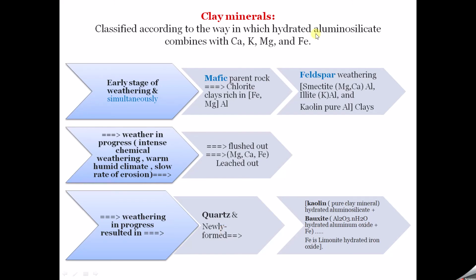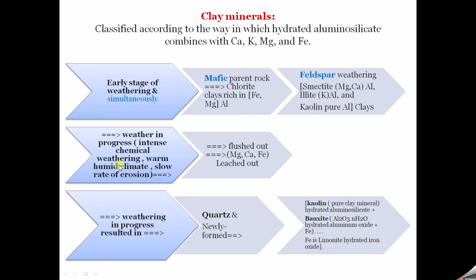Now, clay minerals are classified according to the way in which hydrated aluminum silicate combines with calcium, sodium, magnesium, and iron. In the early stage of chemical weathering, the mafic minerals and feldspar, those are the two arms of the Bowen's reaction series, are chemically weathered simultaneously. The mafic ones are rich in iron and magnesium. On the feldspar side, it's calcium rich and sodium rich and then potassium rich. The mafic minerals, which are olivine, pyroxene, and amphibole, produce chlorite clays, which are rich in iron and magnesium. Feldspars will produce smectite, illite, and kaolinite. Smectite is rich in calcium and magnesium, illite is rich in potassium, and kaolinite is pure hydrous aluminum silicate.